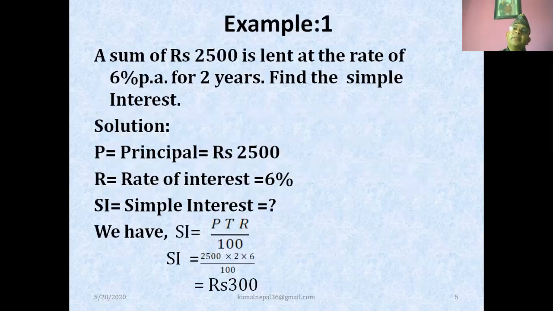Now example 1, it is related to simple interest. A sum of rupees 2500 is lent at the rate of 6% per annum for 2 years. Find the simple interest. Solution: principal rupees 2500, rate 6%, time 2 years, simple interest is how much? Then we have SI is equal to PTR by 100. So P is equal to 2500, time is 2, rate is 6. Then you can cancel these two zeros. Then 25 twos are 50, into 6, 300 rupees. It is your simple interest.